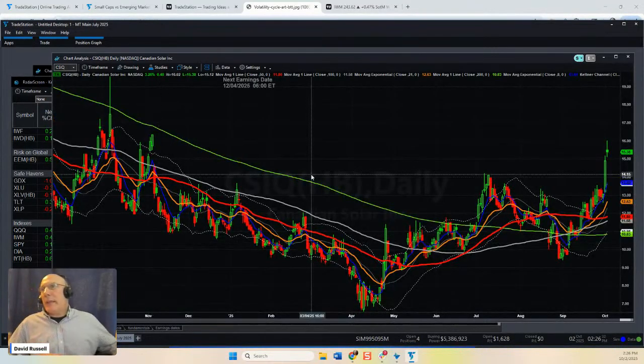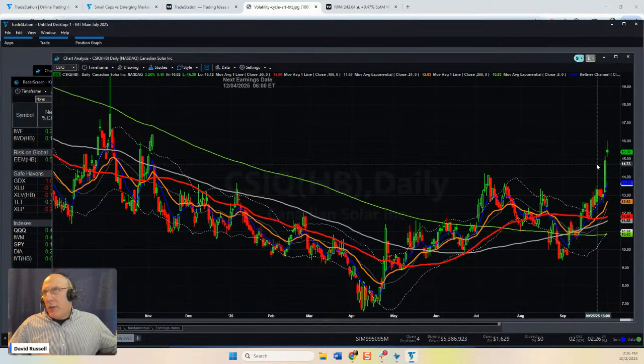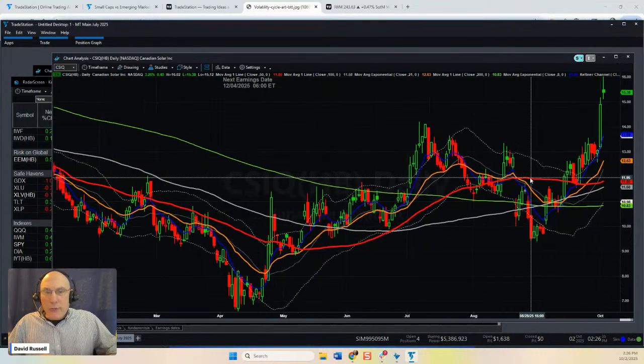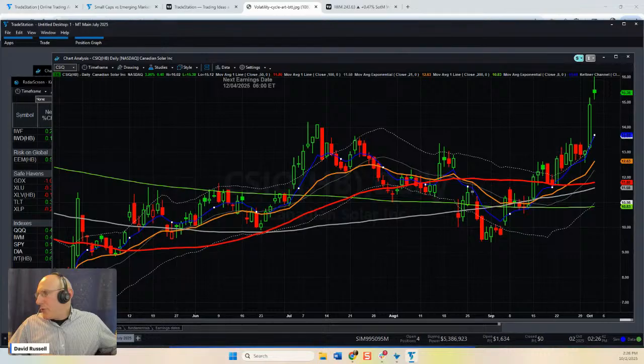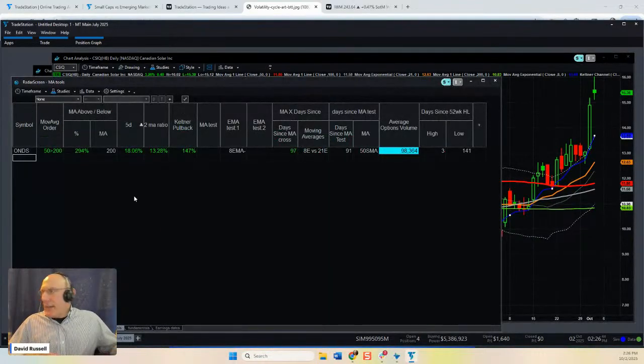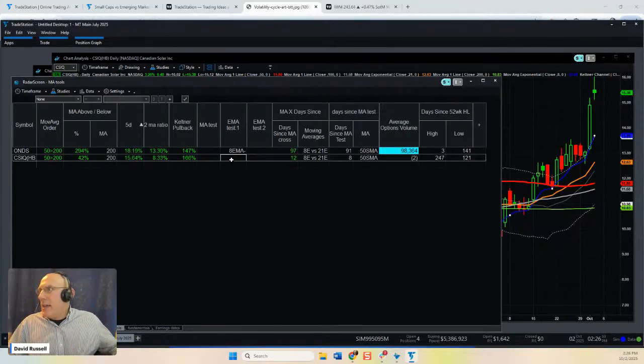And again, something like this, it breaks out. And here, you might get 3 to 4 days of consolidation chopping, and then guess what? That blue line catches up to the 8-day exponential. And if you're using your MA tools, it will light up. If you put it in a stock like CSIQ, you'll notice that today its 8-day EMA test is blank because it's not touching it. But maybe in 3 or 4 or 5 days, boom, it lights up, and that's that potential signal.